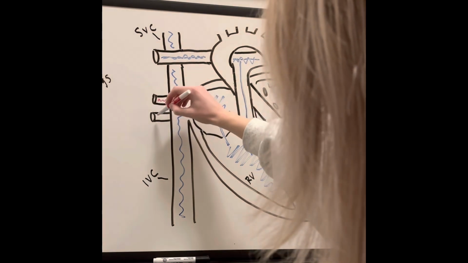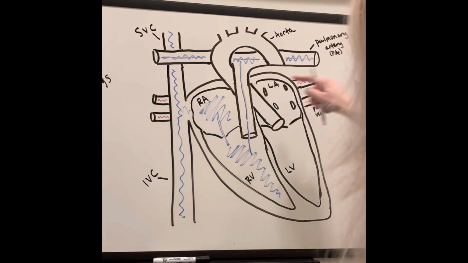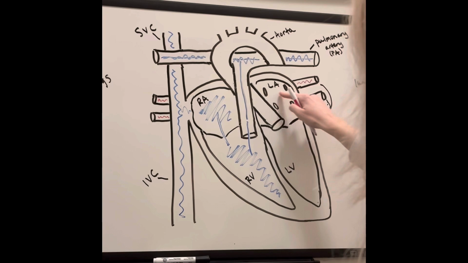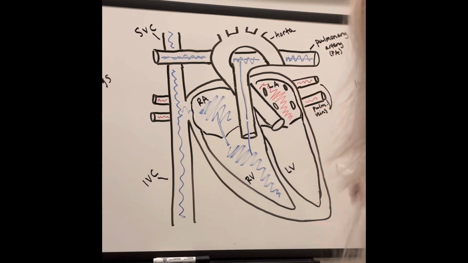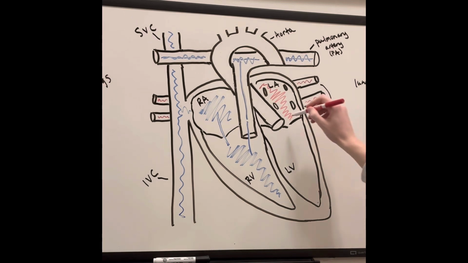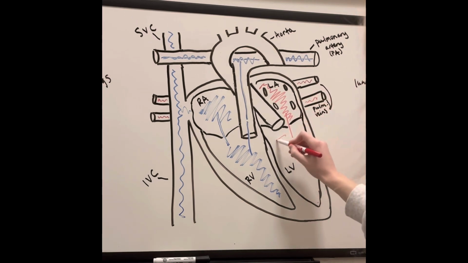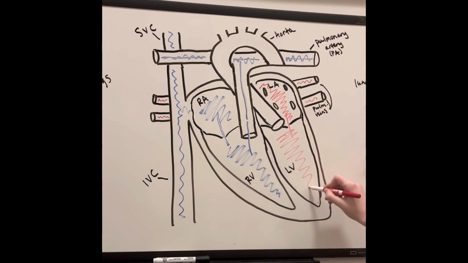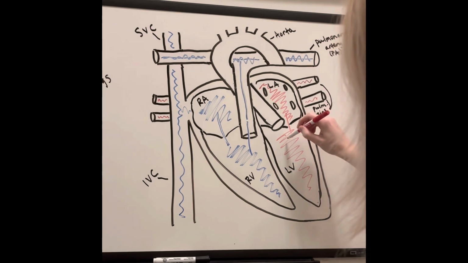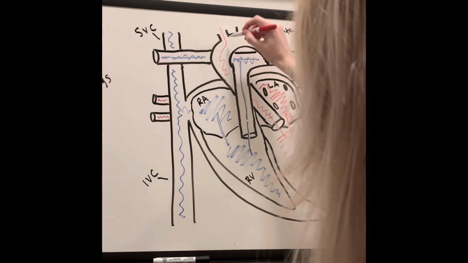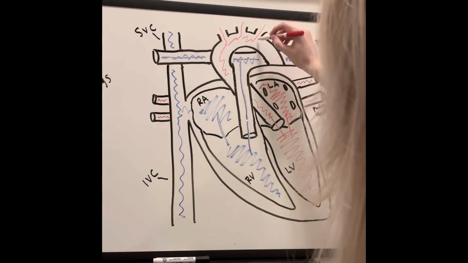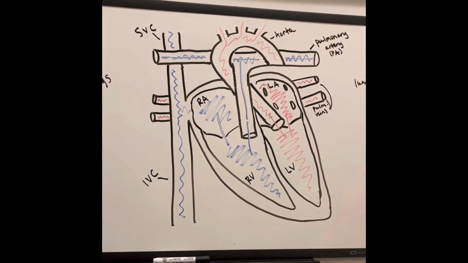They bring the blood from the lungs into the left atrium. And then the blood goes from the left atrium to the left ventricle. And then the blood is pumped from the left ventricle out to the body. And there you have it.